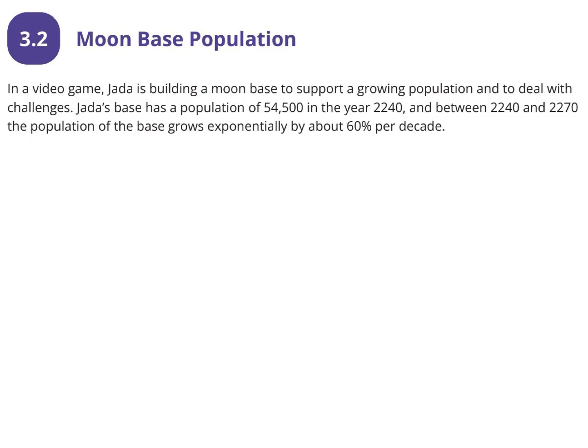Okay, let's look at what Jada do. Jada has a base population of 54,500 in the year 2240. So this is our start year. And then we get per decade. So now x equals decade. This is why you have to decode what the words are telling you when you have a problem.